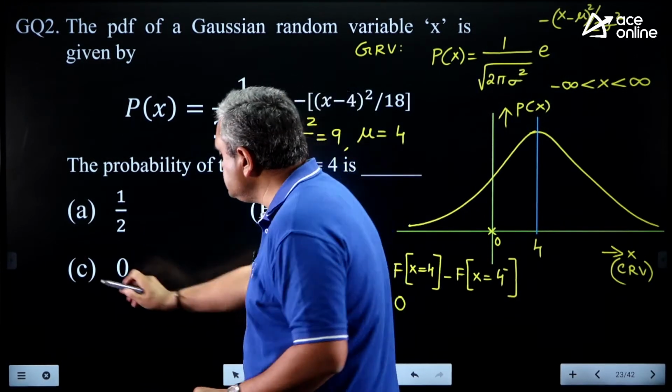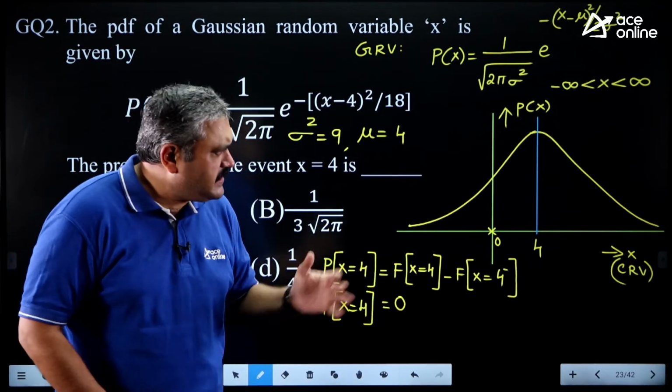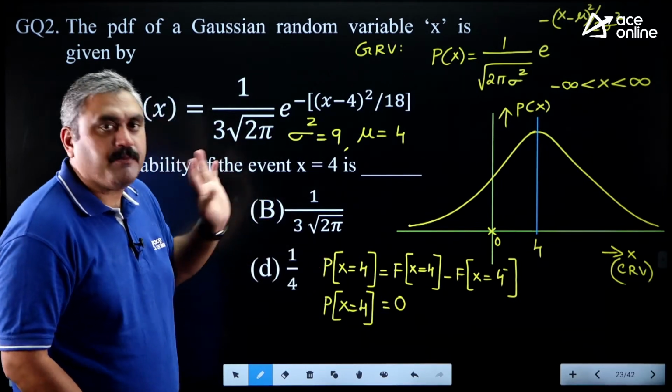So your correct choice is option C. This is how you have to get it. The entire question is simply based on this property.